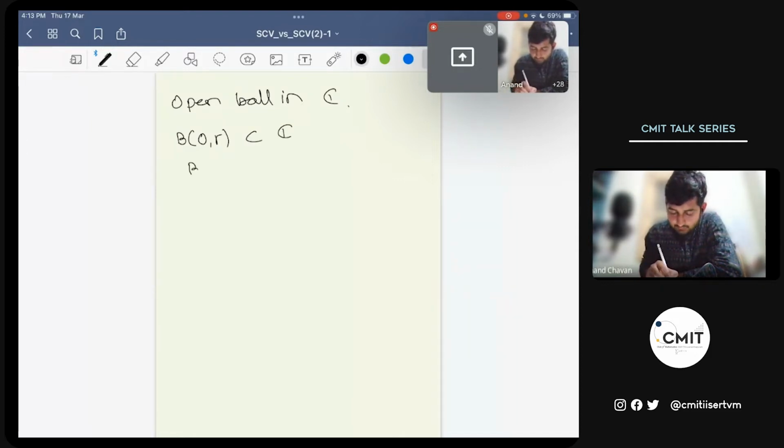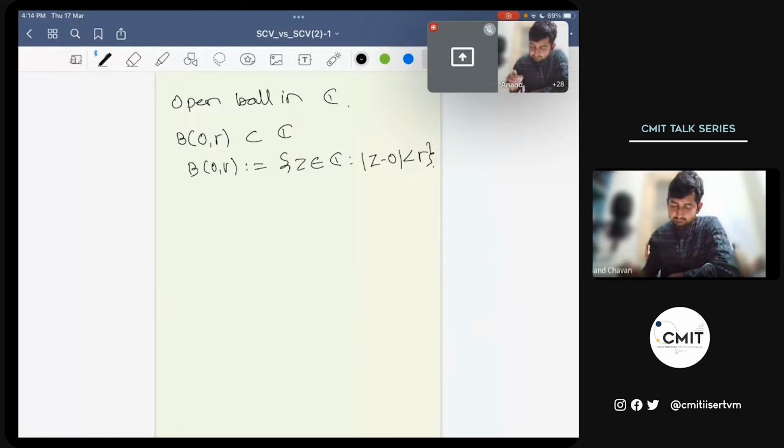So the definition of the ball is the set of all points z in the complex plane C such that the modulus of z minus 0 is less than r. We can also define this using the Euclidean metric, which is actually the same in single variable. This is the Euclidean metric.